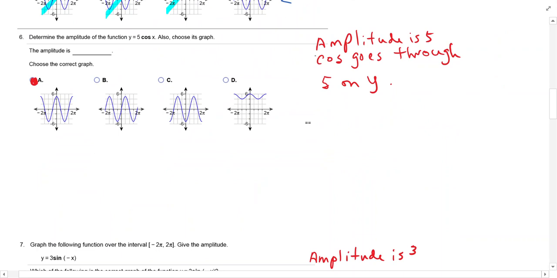Y equals 5 cosine x. Your amplitude is 5, and so it's going through 5 on the y-axis. And so this is the one that is doing that. It also has to go down to 5. So this one is the correct graph.